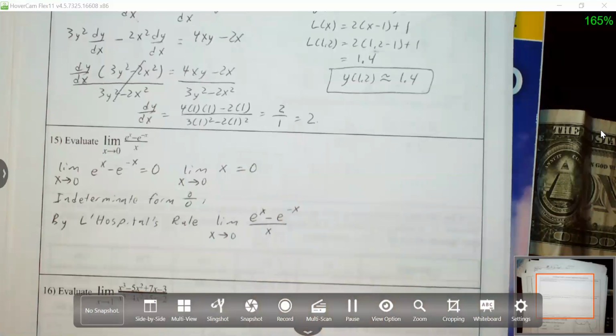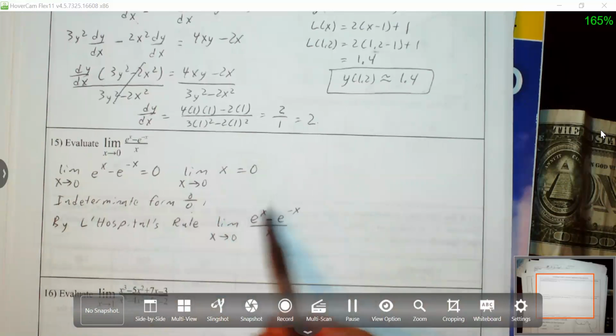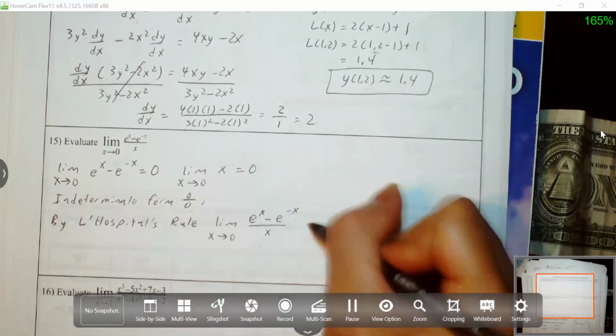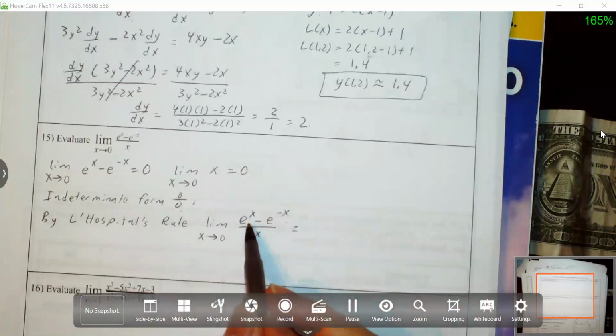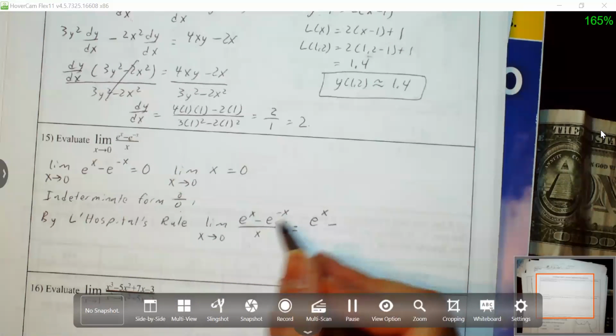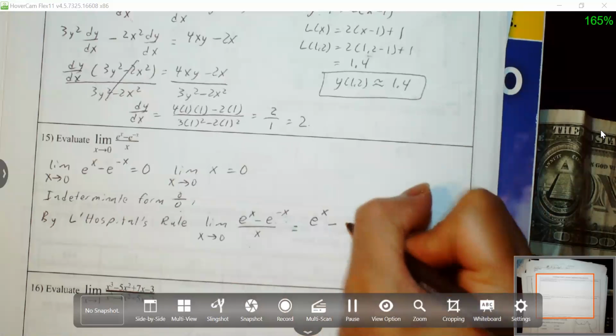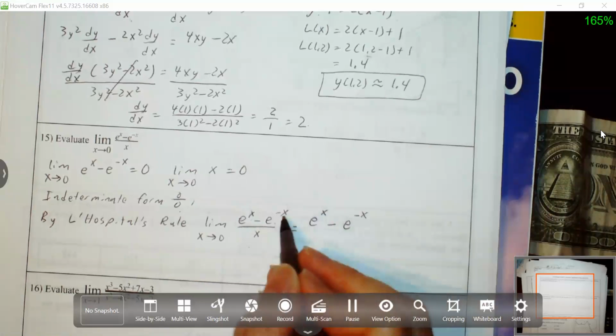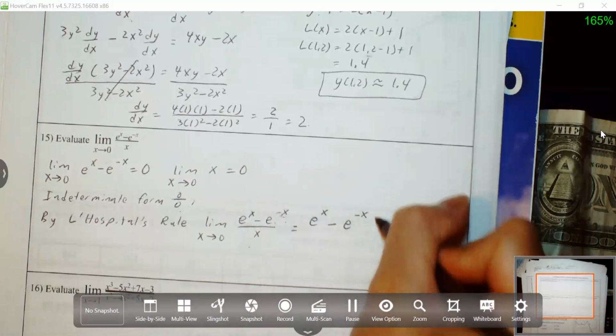Okay, so that's just the setup. Now, what is L'Hopital's rule exactly? So if I have indeterminate form, I could just take the derivative of the top and take the derivative of the bottom and then plug in 0. Okay, so what is the derivative of the top? Well, the derivative of e to the x is just e to the x, minus the derivative of e to the negative x, which is e to the negative x. But this is not just an x, it's a negative x, so you have to do chain rule here because the x is not by itself. And the derivative of negative x is negative 1.